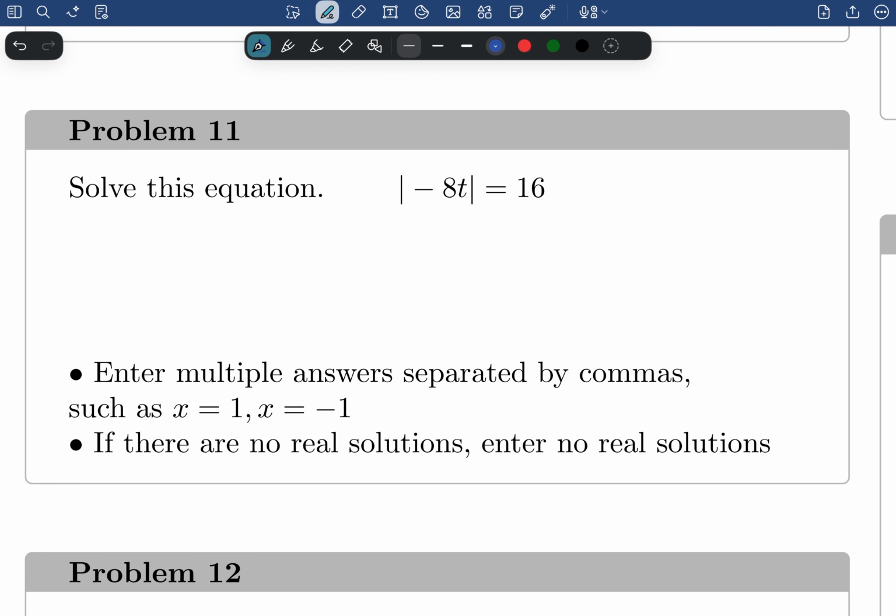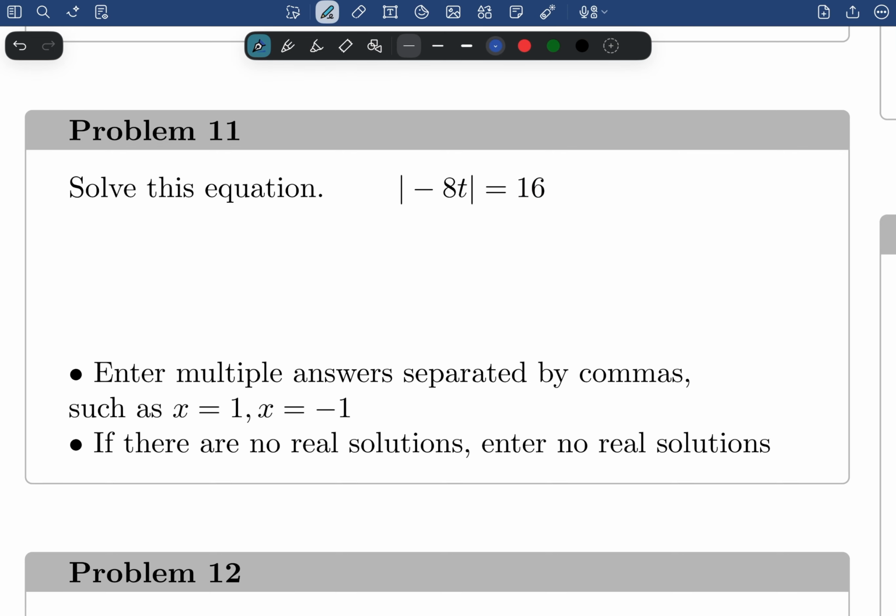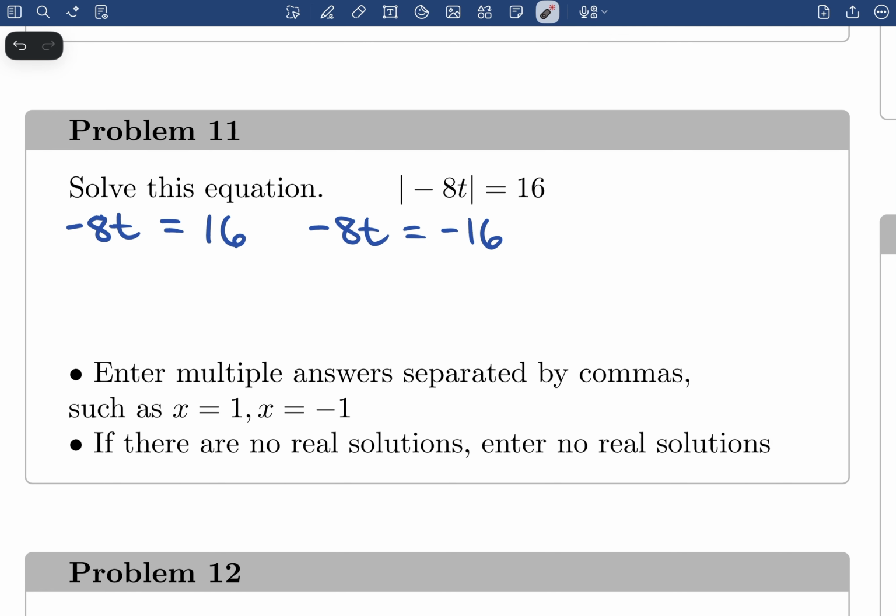Now, how do you solve an absolute value equation? You have to drop the absolute value symbols by setting this stuff in the absolute value equal to 16 itself and setting it equal to negative 16. All right, so I'm going to create two separate equations. I say negative 8 times t equals 16 and negative 8 times t equals negative 16. Okay, so to drop the absolute value symbols, which is our main goal to be able to solve, we have to create two separate equations.